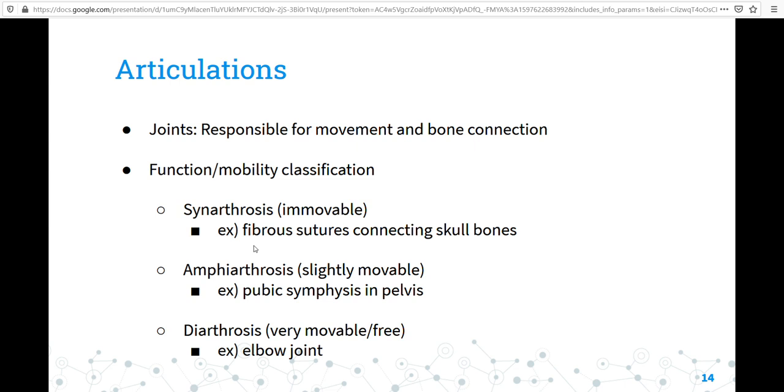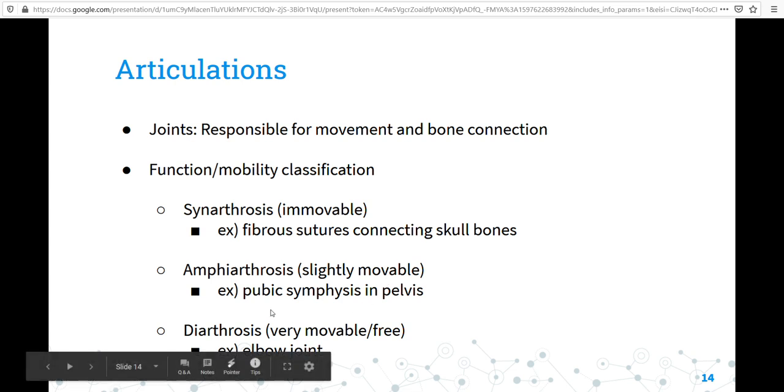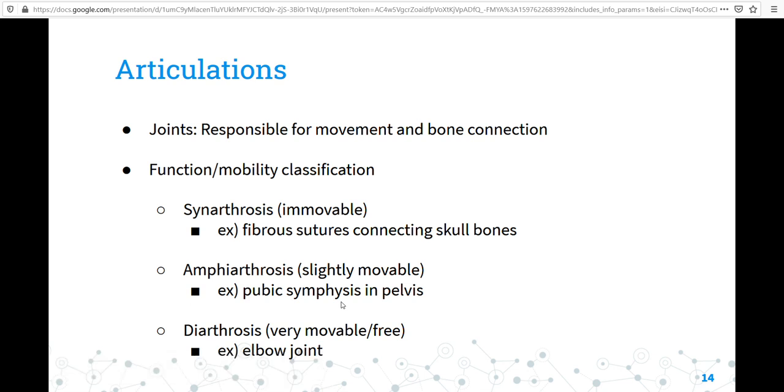So obviously skull bones have to be connected in order to make the singular skull, but we can't move the skull bones, which would be very dangerous if we could. And then we have another type of joint known as an amphiarthrosis. This means it is slightly movable, and this would be the pubic symphysis in the pelvis, as described previously in the pelvic girdle slide of the appendicular skeleton, and it's made from hyaline and fibrous cartilage.